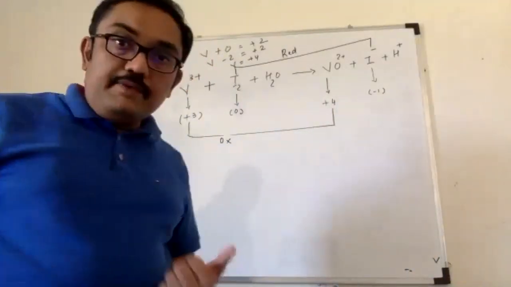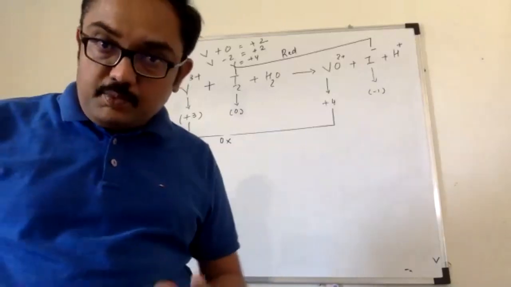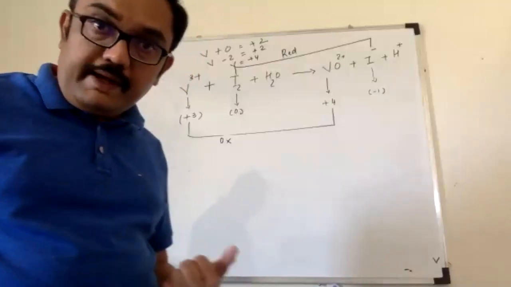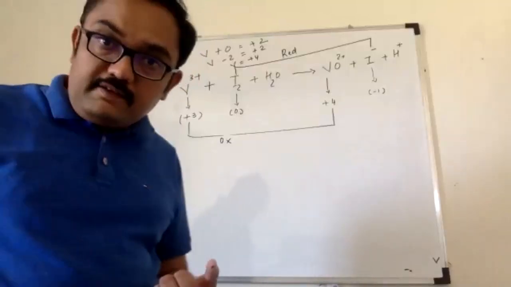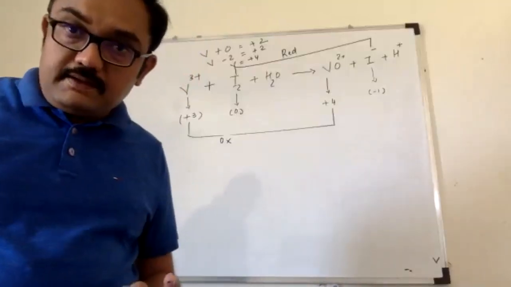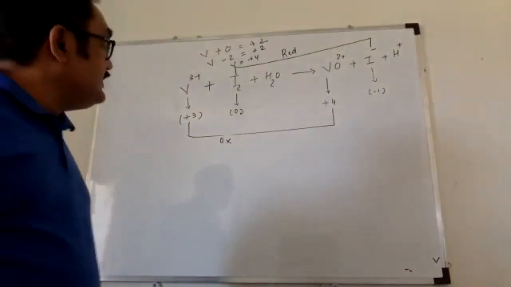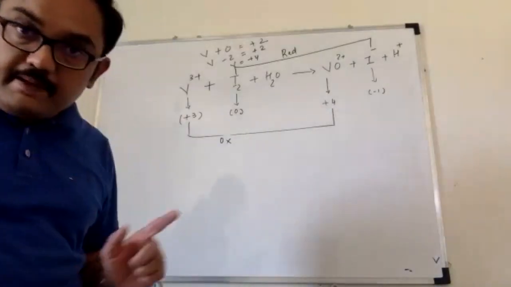After that, we will see the atoms that change on both sides, whether they are balanced or not balanced. If they are not balanced, we will make them balanced, and accordingly we will change the oxidation number also. So see the vanadium. Is the vanadium the same on both sides?